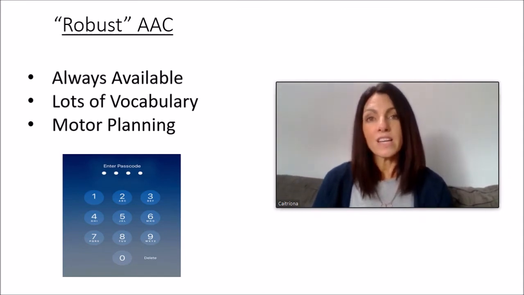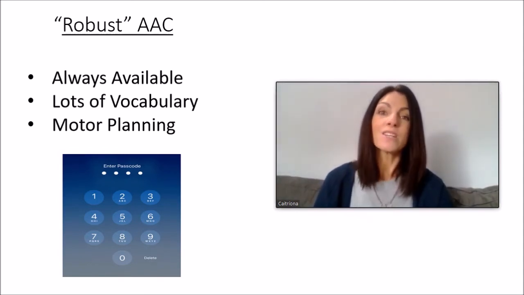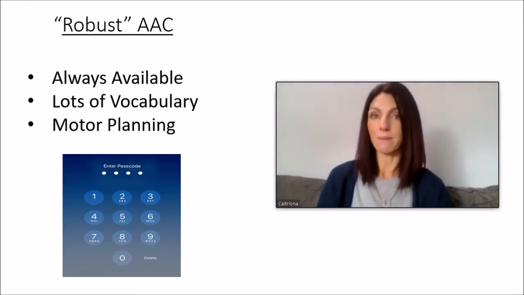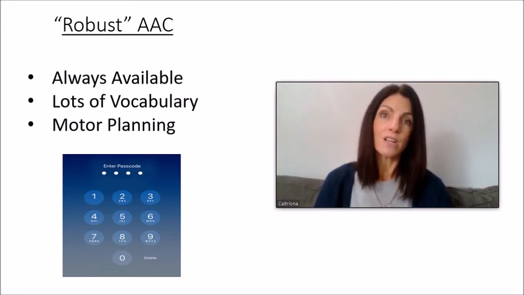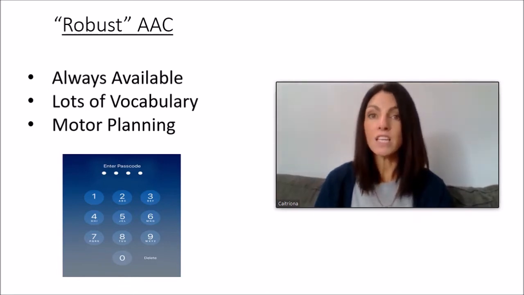When considering AAC systems, it's important to ask yourself whether the system you're considering is robust. So the first point about a robust system is that it should be always available. If we think back to Mary, she was offered pictures during the day, but only at certain times. So for her, symbolic communication was severely limited for most of the day.